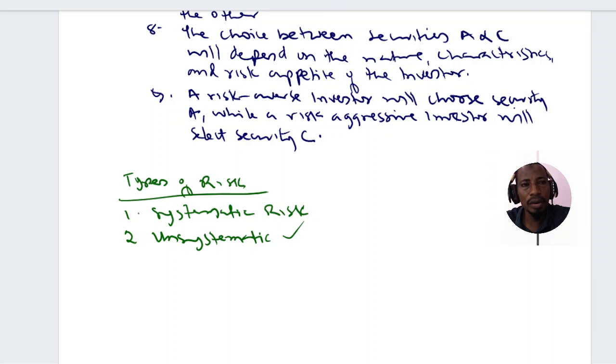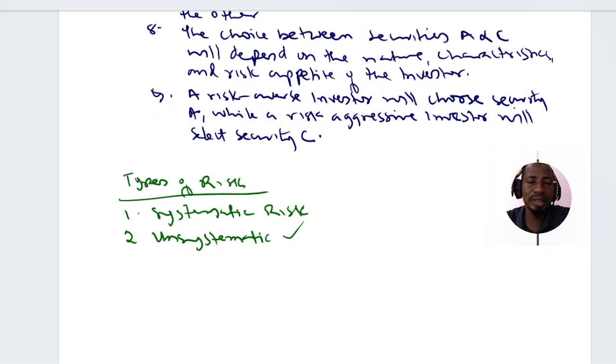Then four, political turmoil can also cause systematic risk, like what is happening in Israel, Iran or Palestine, what is happening between Russia and Ukraine. These are causes of systematic risk. Let's talk about unsystematic risk.